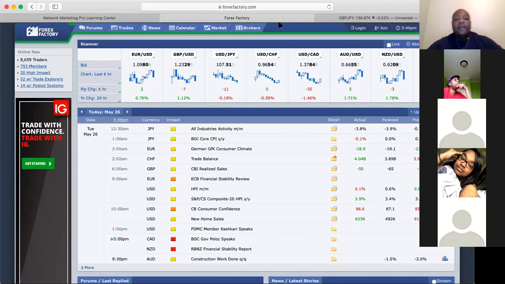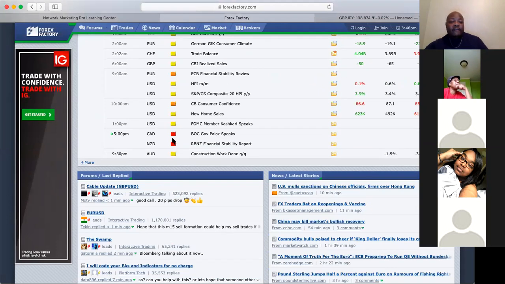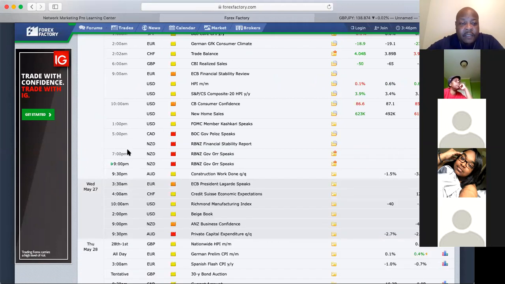Yes. Okay. So basically, we're looking for red folders like this. And of course, we had some CAD news at 5 p.m. We had some NZD news going on at 5. And as we look at this, we see some more NZD news at 9 o'clock.